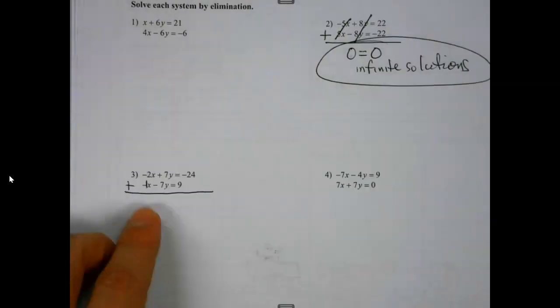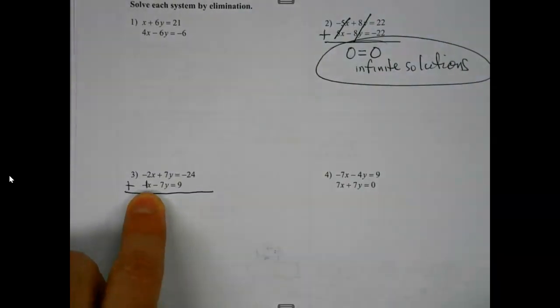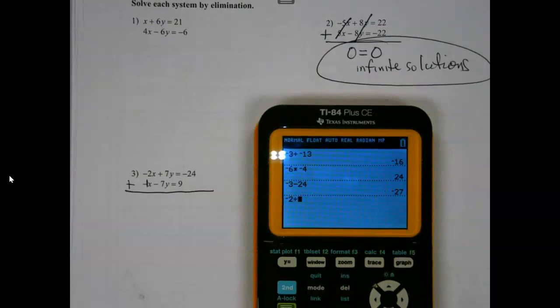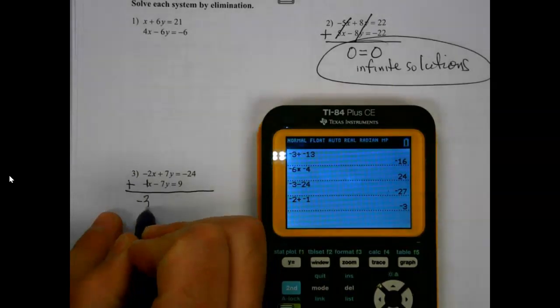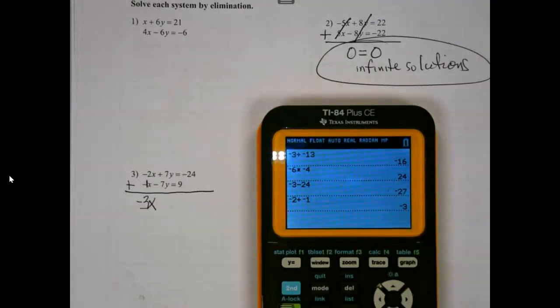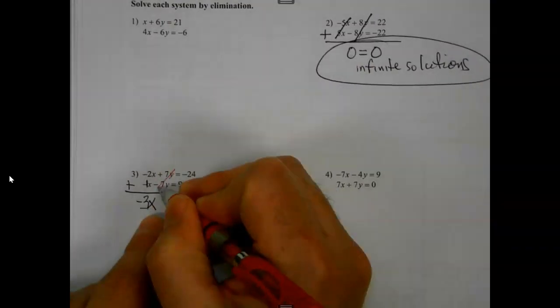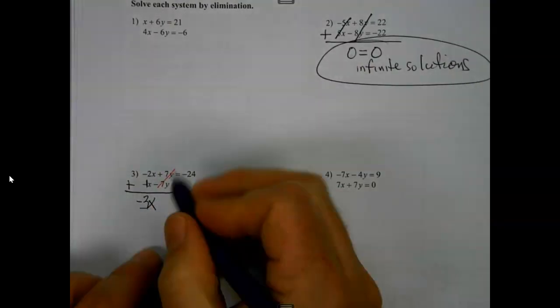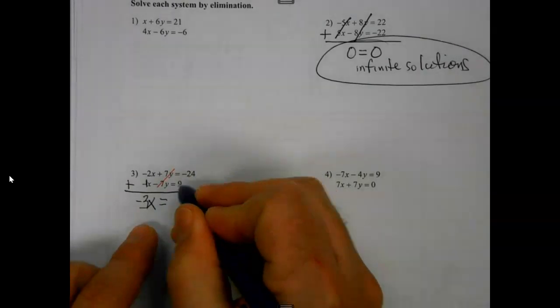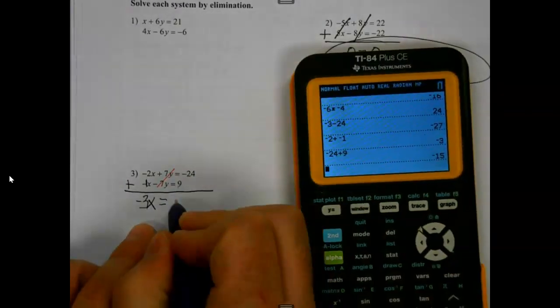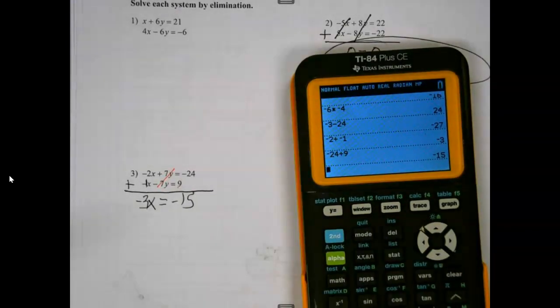Remember, if you don't see a number in front of a variable, there is a 1 there still. So when I'm adding down negative 2 plus negative 1, okay, x's did not go away this time. 7y and negative 7y go bye-bye. Negative 24 plus 9. Negative 15, we got one step to do.